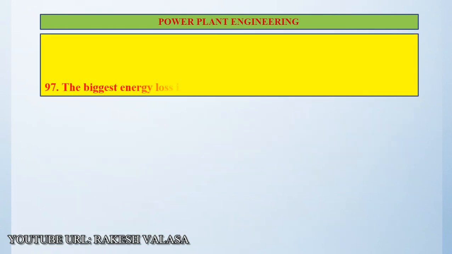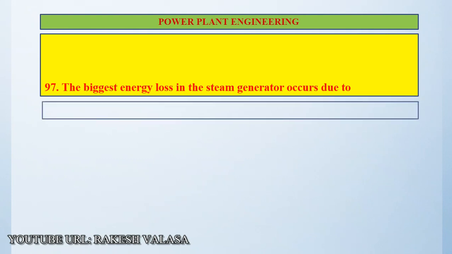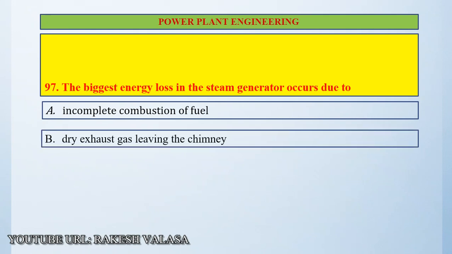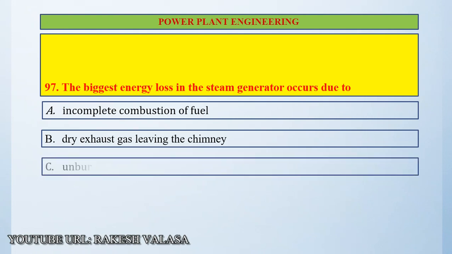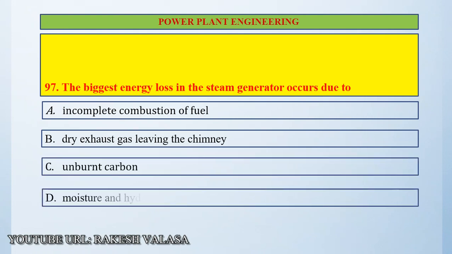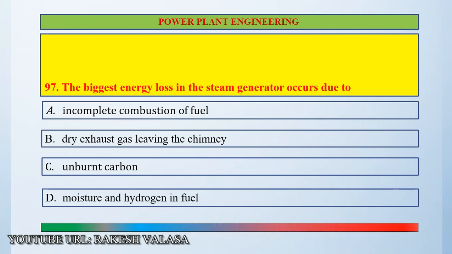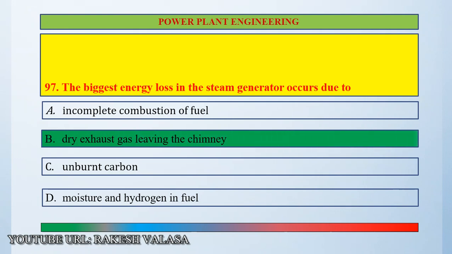Question number 97. The biggest energy loss in the steam generator occurs due to option A, incomplete combustion of fuel. Option B, dry exhaust gas leaving the chimney. Option C, unburnt carbon. Option D, moisture and hydrogen in fuel. The correct answer is dry exhaust gas leaving the chimney. The biggest energy loss in the steam generator occurs due to dry exhaust gas leaving the chimney.